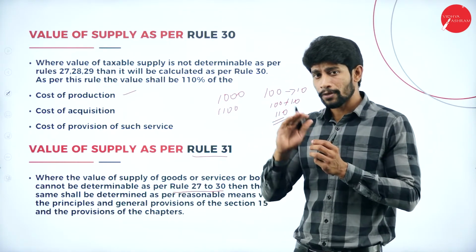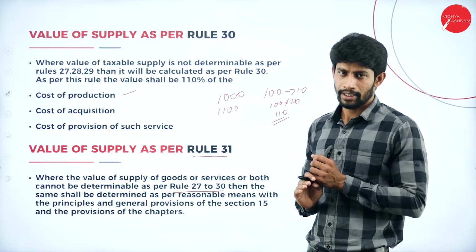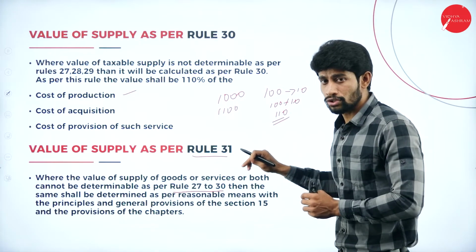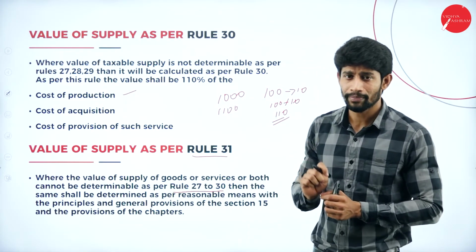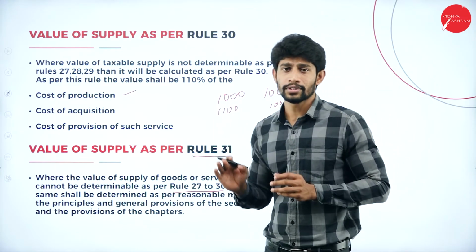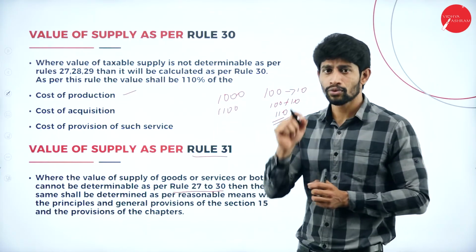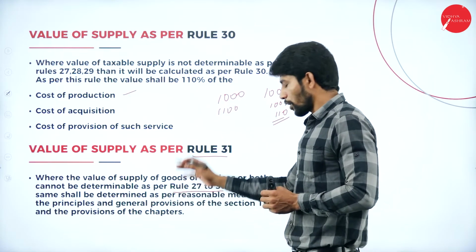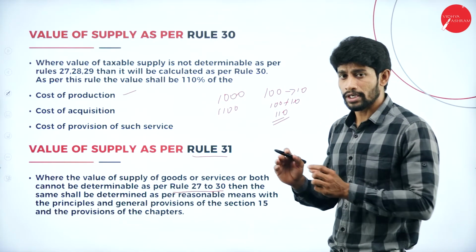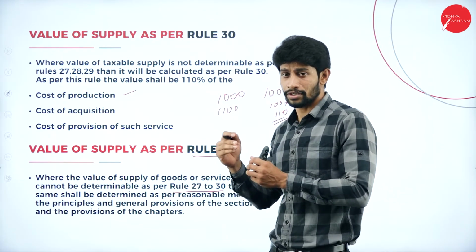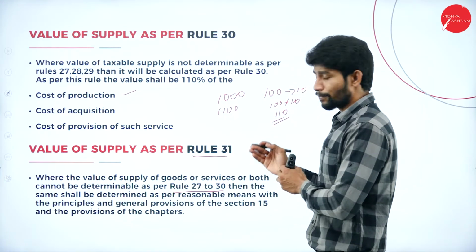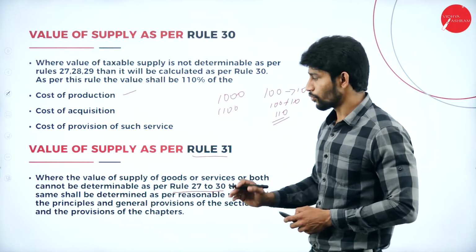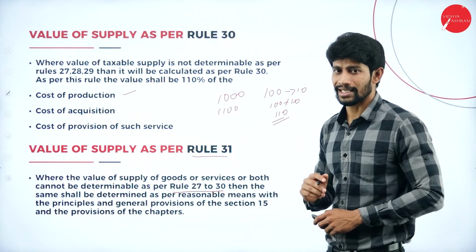Yes, if it is not possible to determine the value of supply by using rule number 27, 28, 29 and 30, then we look into rule number 31. What does rule number 31 say? If it is not possible to determine the value of a particular supply from rule number 27 to rule number 30, then we are going to use the general provisions of section 15. Using those general provisions, we are going to compute the value of taxable supply. This is what rule number 31 says.